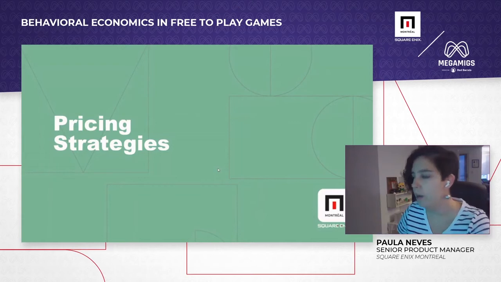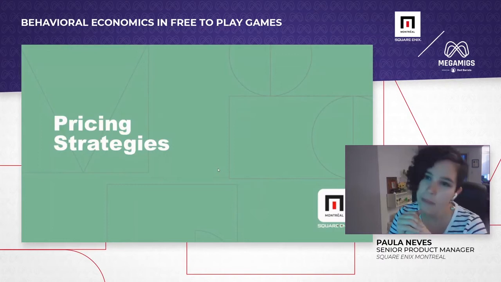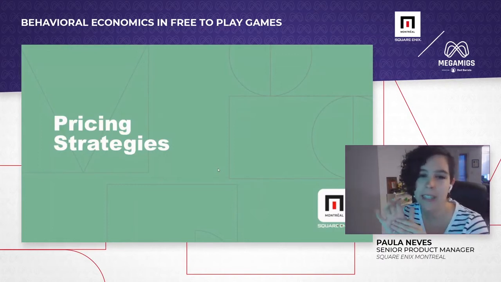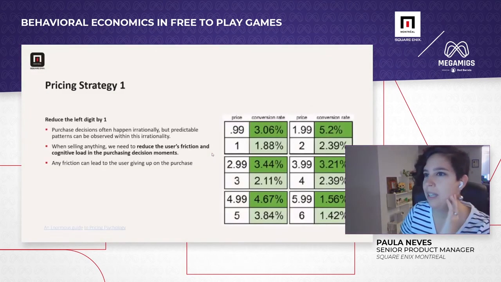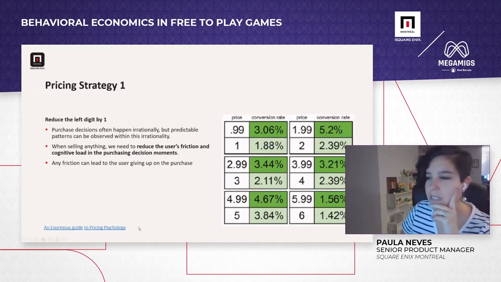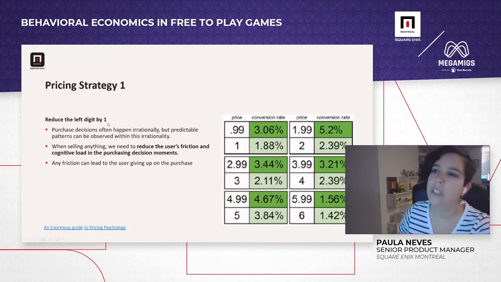And now I wanted to quickly touch upon some pricing strategies that are quite interesting. Some of them are more obvious, some are very weird, and I selected just to give you a glimpse into this. Again, we could talk for hours just about pricing strategies, but I selected a few. This link here is the enormous guide to pricing psychology. It is actually enormous, and I recommend that you check it out because there are so many interesting things there. This first one I chose is reduce the left digit by 1.